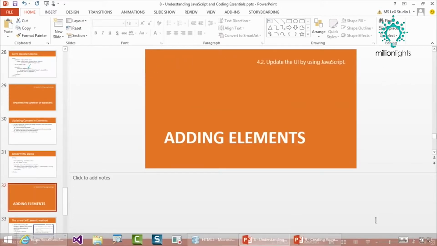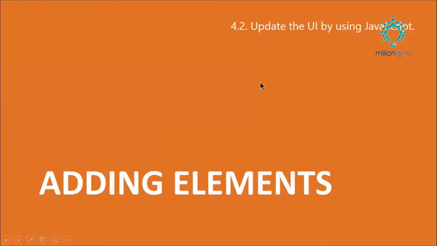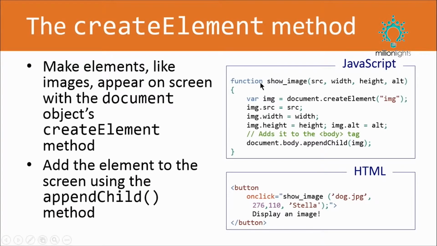All right. So now, lastly, let's add new elements to a page. To do that, we use the createElement method. So there's a little bit more heavy coding involved here, but if we want to make elements like images appear on a screen when maybe you click a button, we're going to use the document object's createElement method. We're going to create the element, then we have to add it to the page using the append child method.